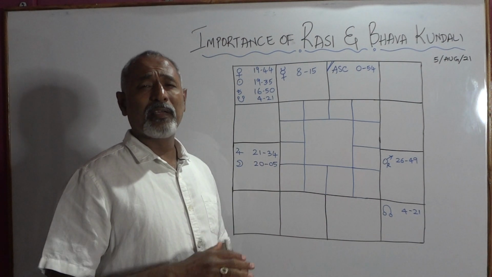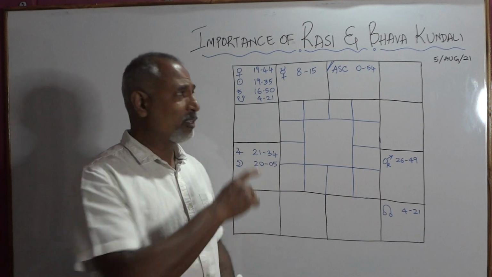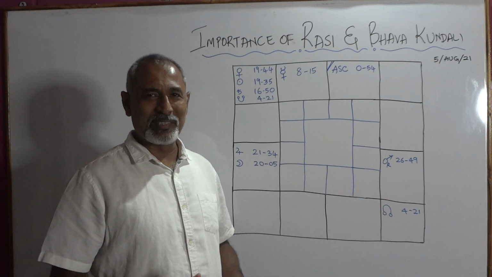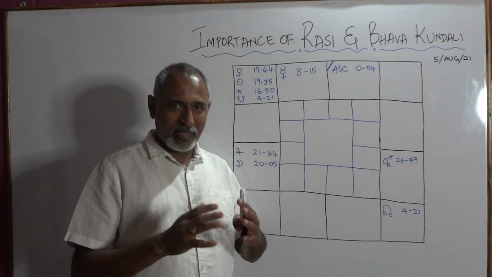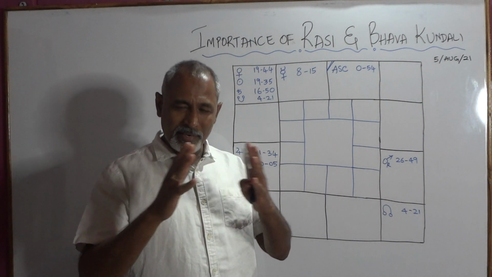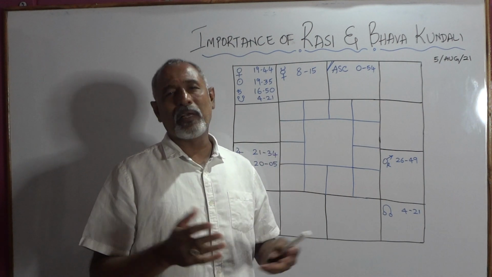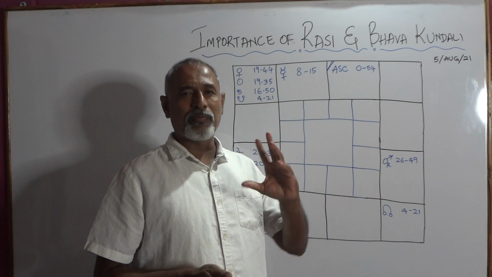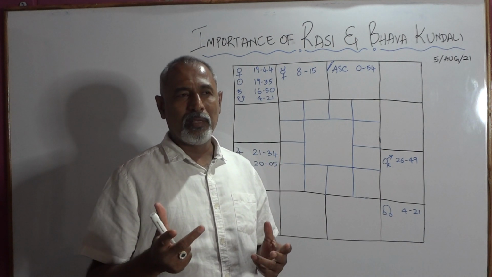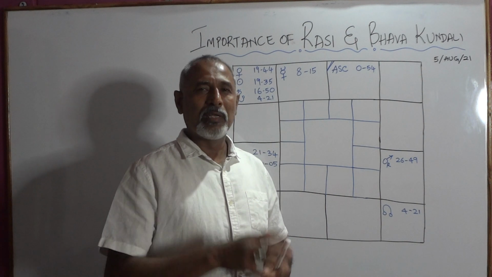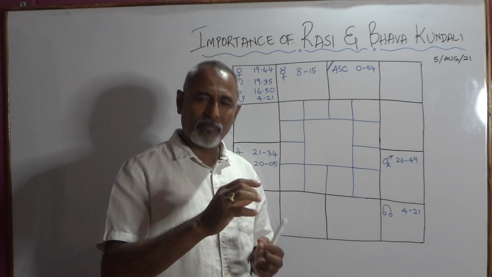I have been getting a lot of queries on this one topic, whether Rashi Kundali is important or Bhava Kundali is important. Actually there are two entities of the same chart. Like if somebody asks whether I predict only from the Rashi Kundali or the Navamsha Kundali, I will not be able to predict only from the Navamsha Kundali. It is impossible. Navamsha Kundali is part of the Rashi Kundali.